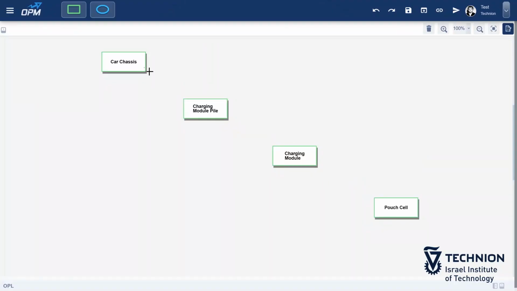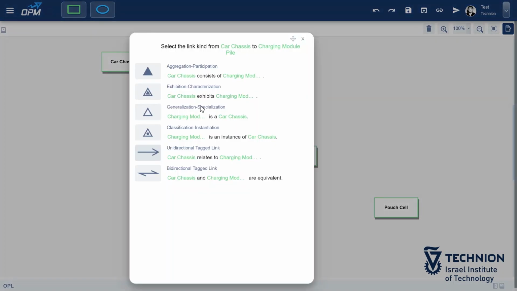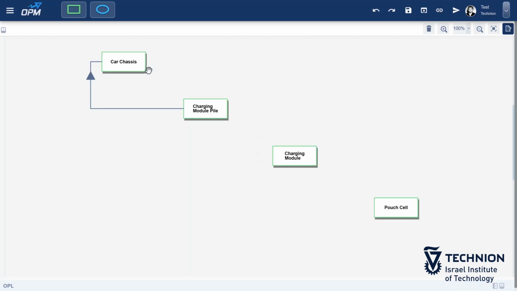Now, let's start connecting the objects. First, let's connect car chassis to charging module pile. An aggregation participation link is represented by a line with a black triangle along it. Great! Car chassis is now connected to charging module pile with an aggregation participation link. Let's connect the rest of the objects.